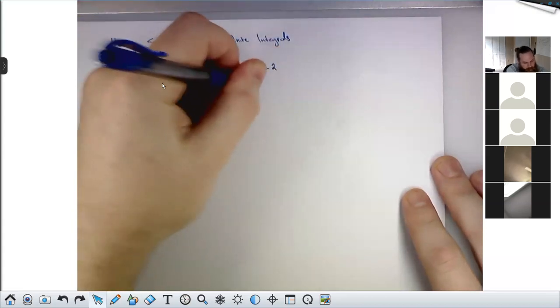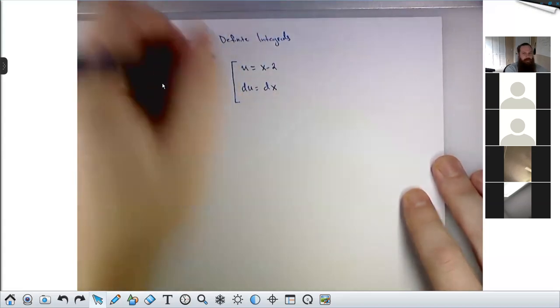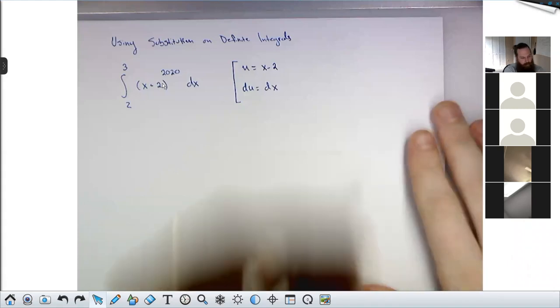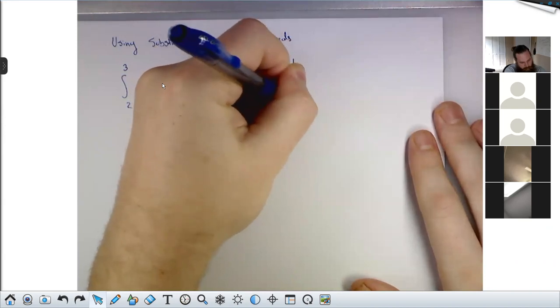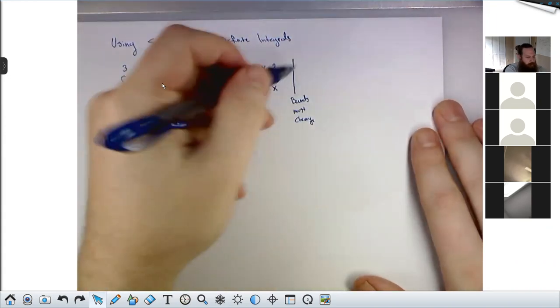And that's nice because du is then just dx. The derivative of x minus 2 is 1. But because this is a definite integral, there's something else we need to do. You're going from the x, f of x coordinate system to the u, f of u coordinate system. And they are different coordinate systems. So you need to change your bounds. And I'm going to draw a picture to make sense of this. The way I do it, I put a little vertical bar here.